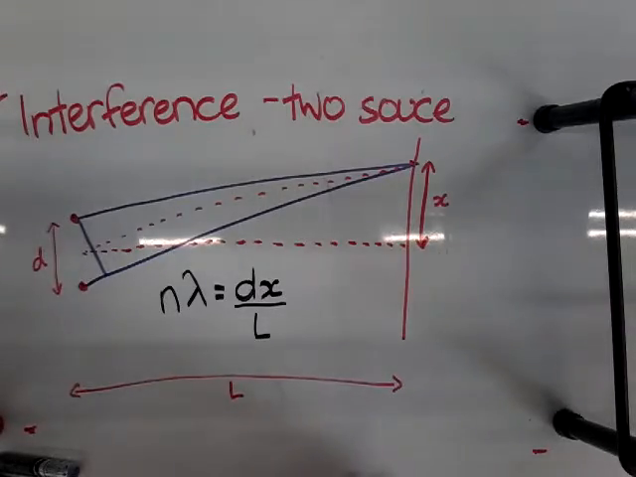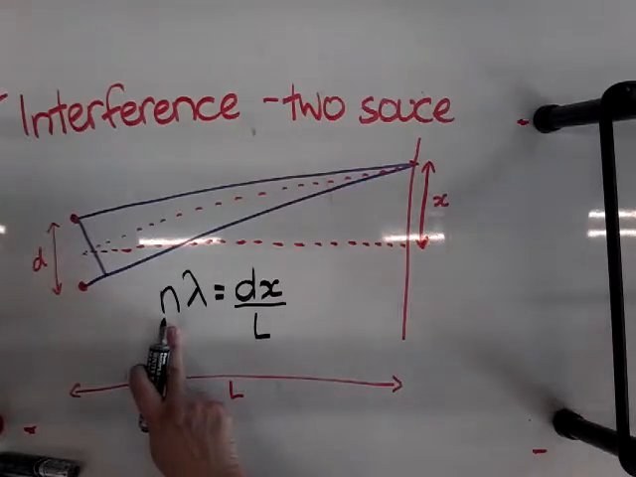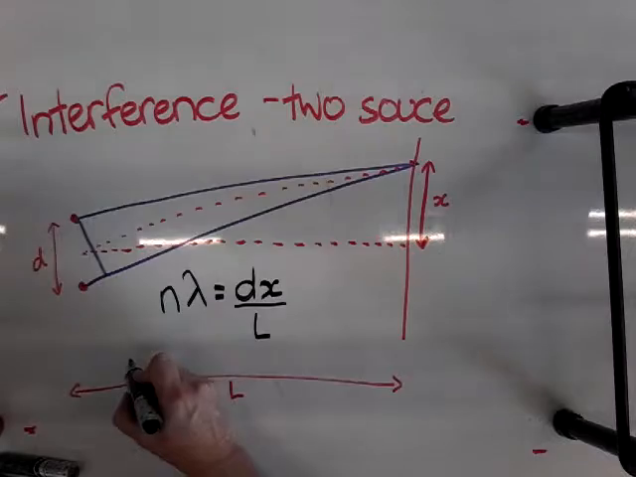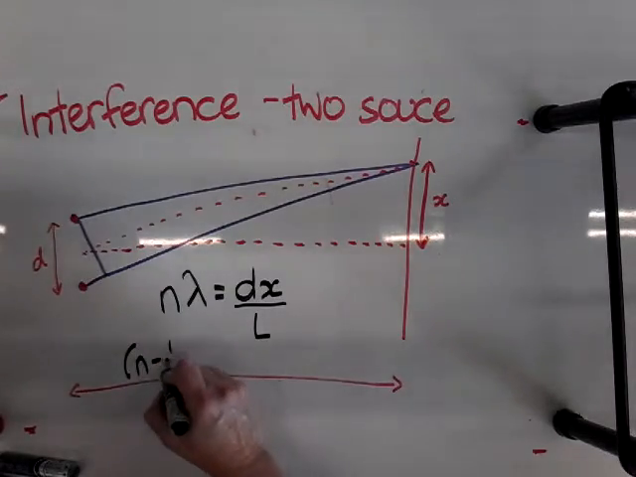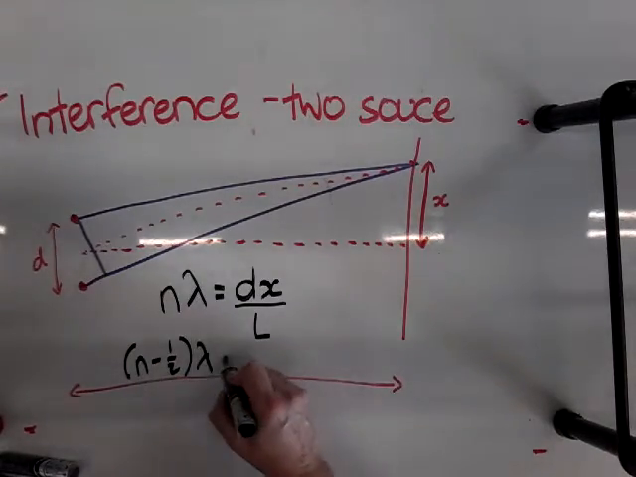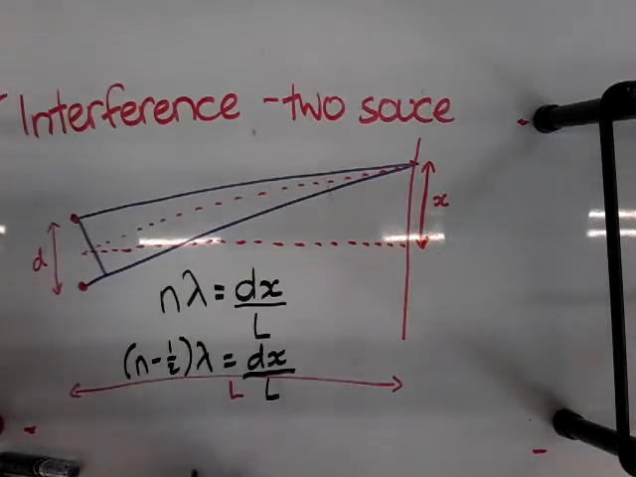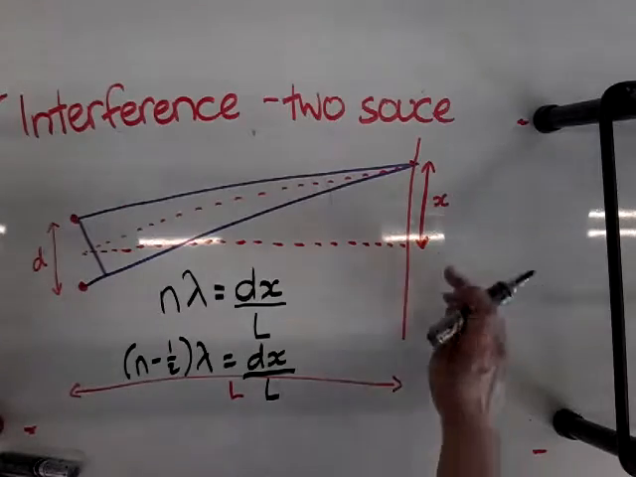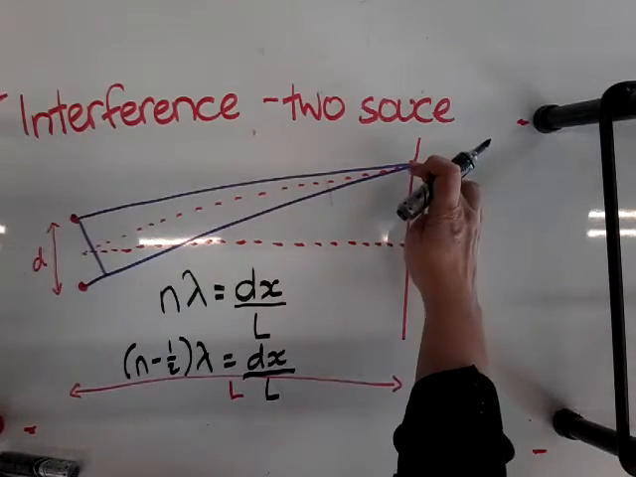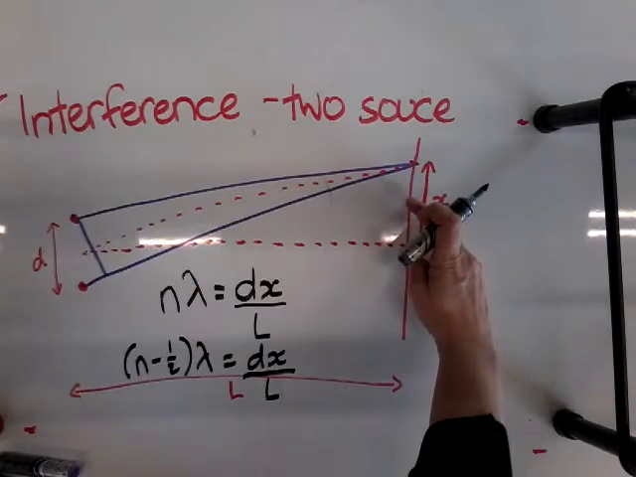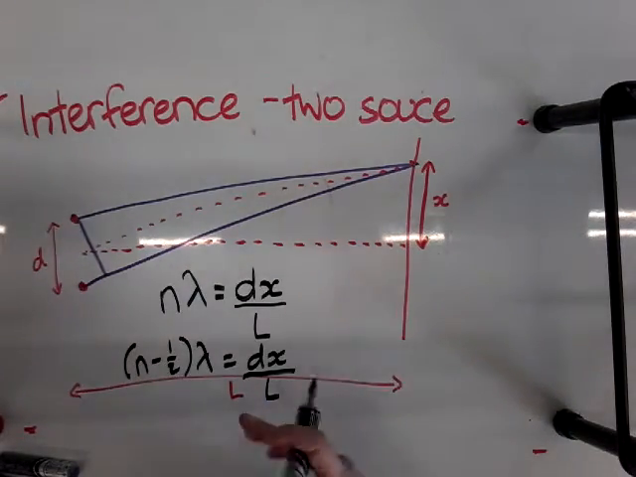If we're interested in a nodal point, I hope that you can look at it and go, oh, well, in that case, n's just going to be like a half, okay? And what we actually do is we say that's (n minus a half)λ also equals dx over L. And that minus a half is to do with the fact that this is the 0 fringe, that's the 1 fringe, say. This is the half fringe, so it's 1 minus a half. Okay, not plus a half, minus a half. And that's because this is 0 and that's 1.